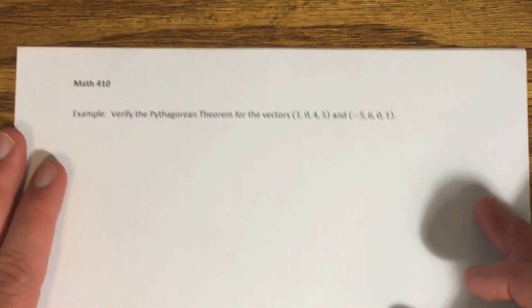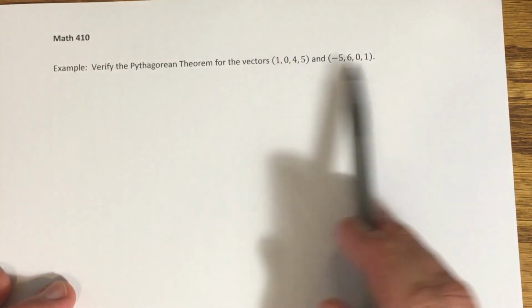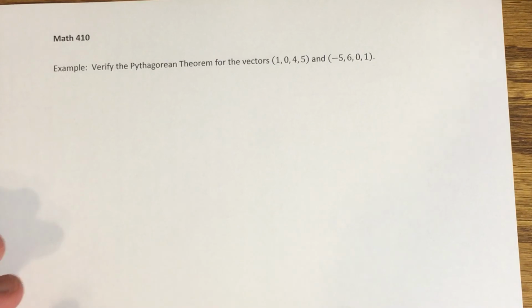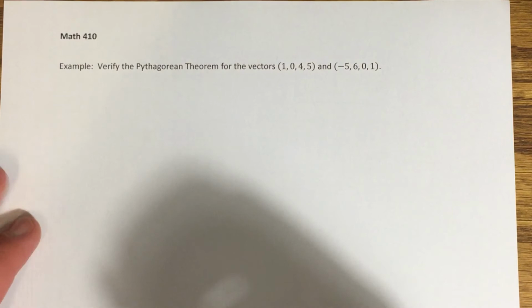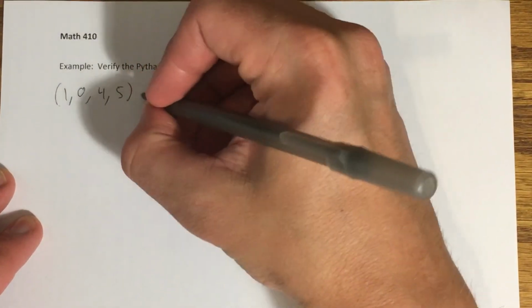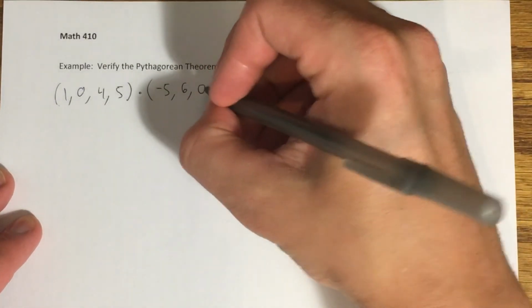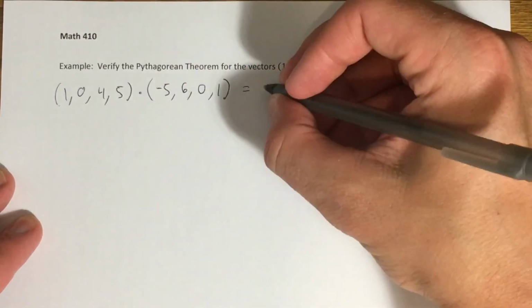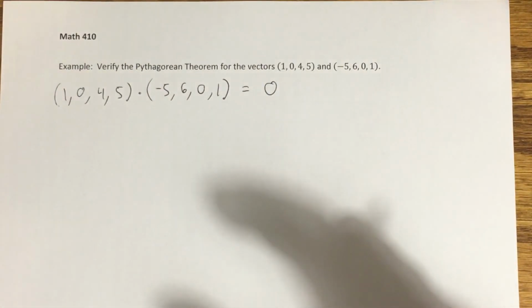Okay, so let's use this on two vectors in R4. I want to show that the Pythagorean theorem holds for these two vectors. Now, in order to do that, remember, the Pythagorean theorem will only apply if these two vectors are orthogonal in the first place. So we need to verify that these two vectors are, in fact, orthogonal. (1, 0, 4, 5) dotted with (-5, 6, 0, 1). This does in fact equal 0. You can verify that by doing a dot product yourself.